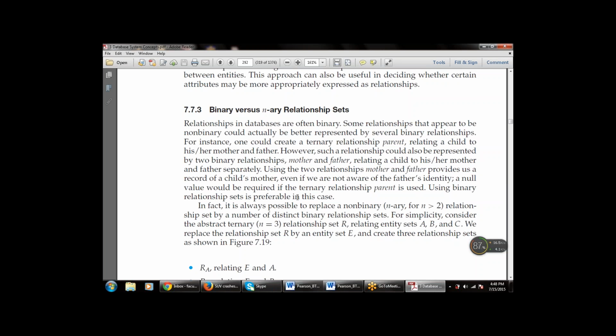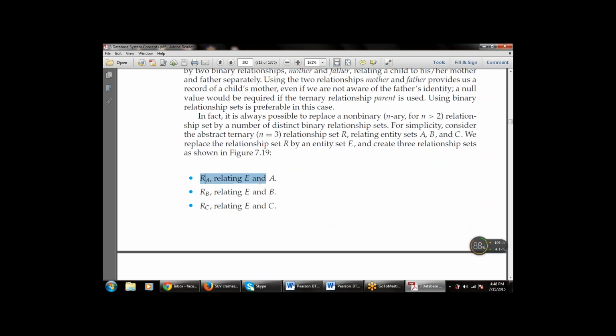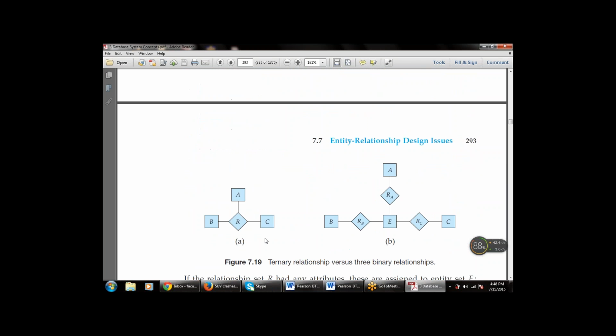So there is a binary relationship, and there is a relationship set that is a combination of the relationships. So this is binary versus n-ary relationship sets. Now, this relates E and A, then R_B relates E and B. So this is the ternary relationship versus the three binary relationships. This is A, B, R, C. This is A, B, E, C.